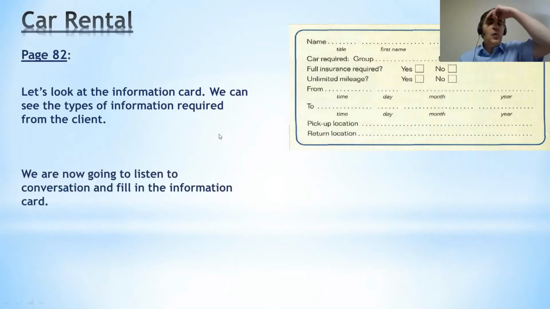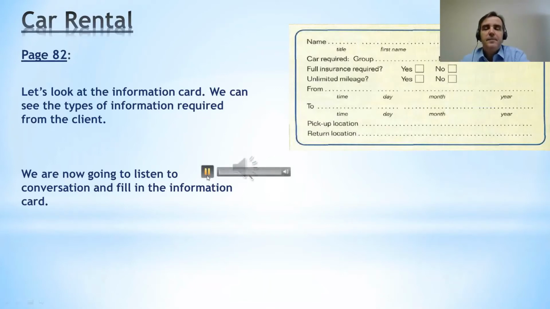So we're going to listen to a conversation, and we're going to just listen first time, and then I'm going to listen again and fill in the information while we are doing it. So let's listen. Lesson 38. Car rental.